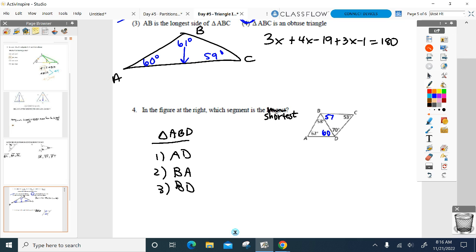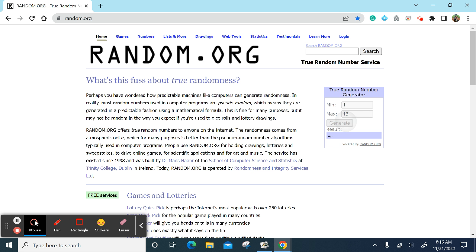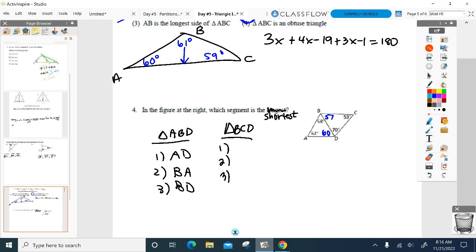Good work. All right, and now let's compare that to the other triangle, BCD. Again, rank them from shortest to longest. BD would be the shortest. You sure? Oh yeah, it would. What else are you at? The second would be CD. And then BC.